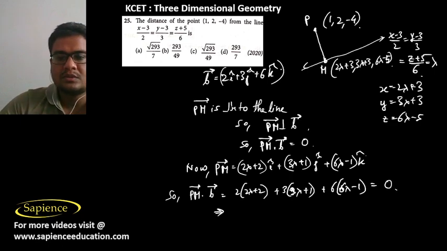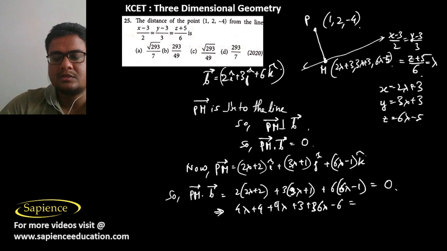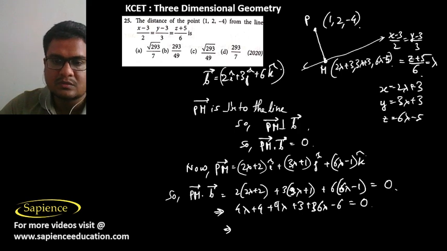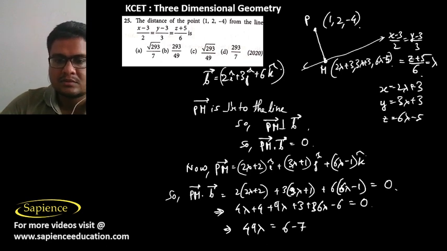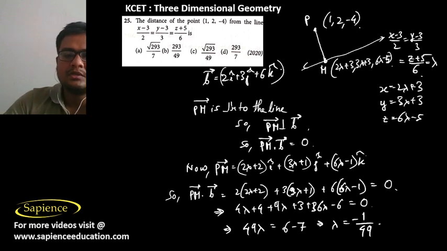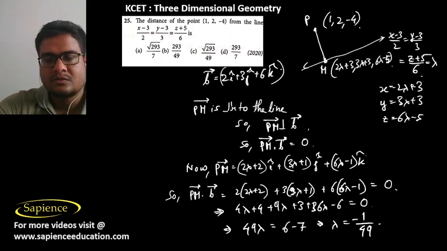Therefore we can write this as 4 lambda plus 4 plus 9 lambda plus 3 plus 36 lambda minus 6, equal to 0. Therefore 36 plus 9 plus 4 is 49 lambda, and 4 plus 3 minus 6 is 1, so 49 lambda plus 1 equals 0. So lambda is equal to minus 1 by 49.